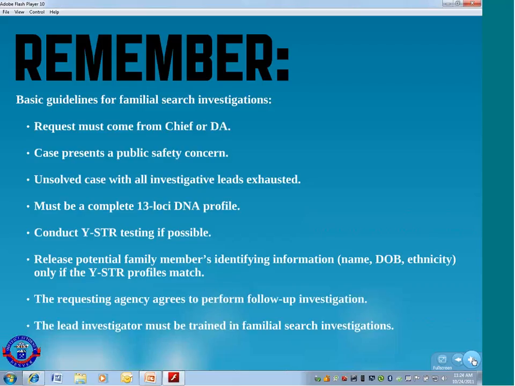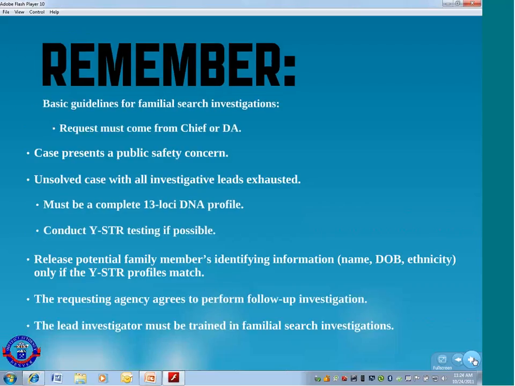The agency requesting it has to agree to do a follow-up investigation. If we go to all this trouble and they're not willing to follow up, then we're wasting resources. So there's an agreement there in our policy. They must agree to do that. And then the lead investigator must be trained in how to conduct a conventional familial search investigation, a follow-up investigation.